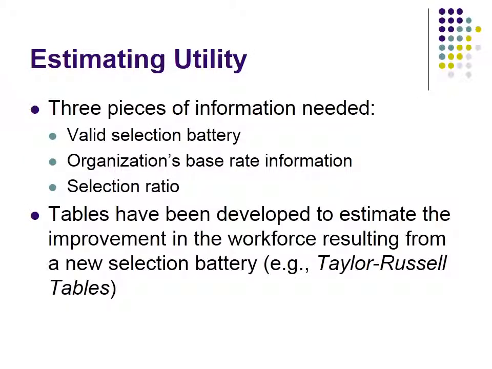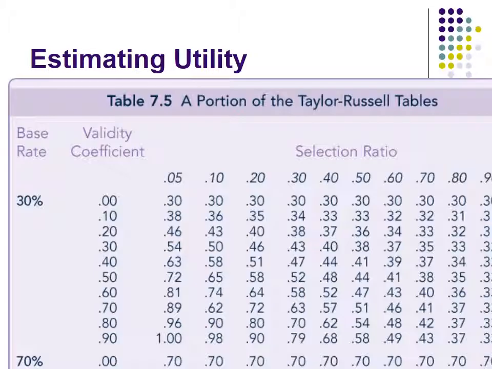So, if we want to estimate utility, there are 3 pieces of information we really need that we're going to focus on. We need the validity of the selection battery, we need the organization's base rate information, and we need the selection ratio. A lot of tables have actually been created to give you quick and easy ways to estimate how successful a new selection technique is going to be. Taylor and Russell has a whole series of tables, and I've got an example we're going to look at next to illustrate how this all works.